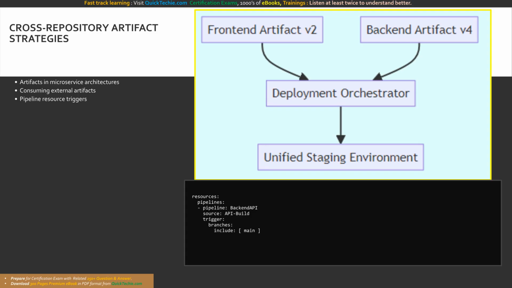This YAML resource block configures the deployment pipeline to automatically trigger and download the newest artifact payload, specifically whenever the upstream API build pipeline completes a run on the main branch. The multi-artifact assembly model: distinct, highly versioned artifacts from independent front-end and back-end pipelines converge at the deployment orchestrator to construct a unified staging environment.